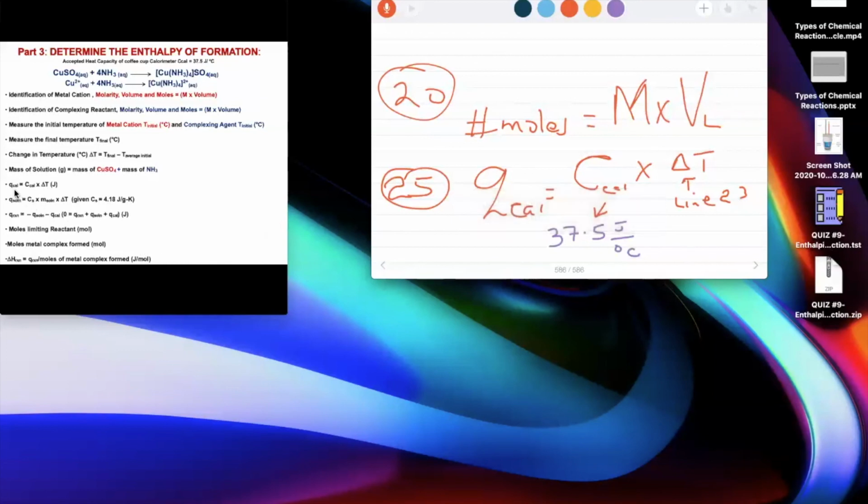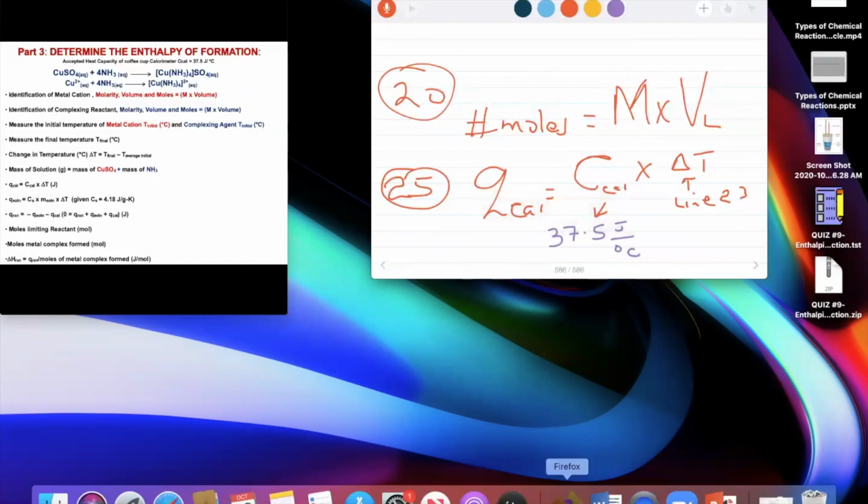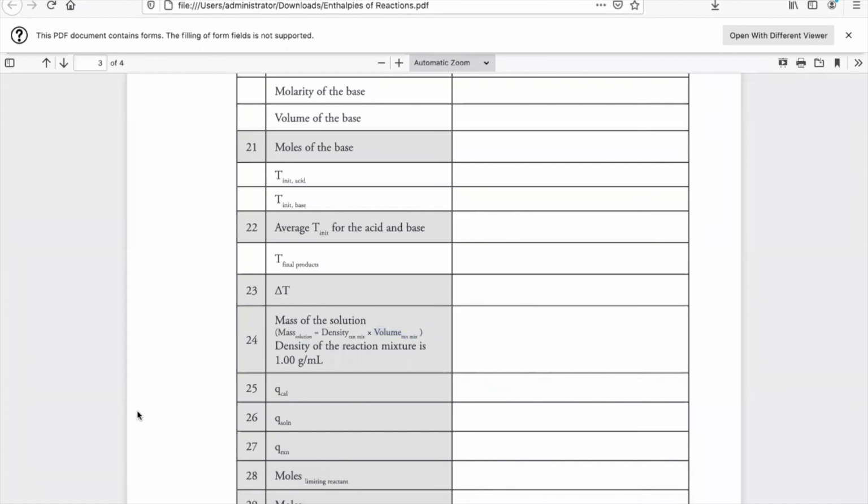I'm using this equation on the PowerPoint slide: the heat capacity of the calorimeter times the change in temperature. That's what I'm doing here. And then, of course, the subsequent equation is the same as the previous section, in the sense that you will have to find the mass of the solution. You already know the mass of the solution in line 24 times the specific heat for line 26. All right, 26. This is what we will do.